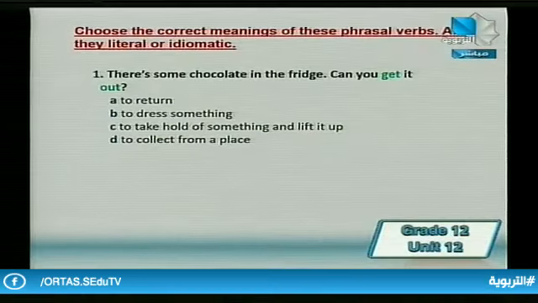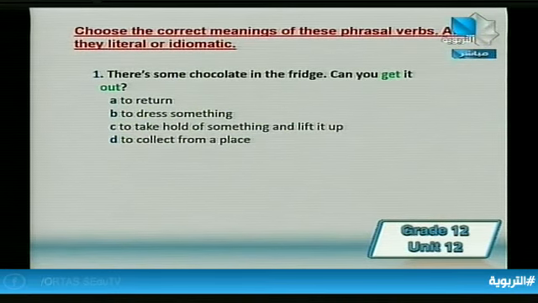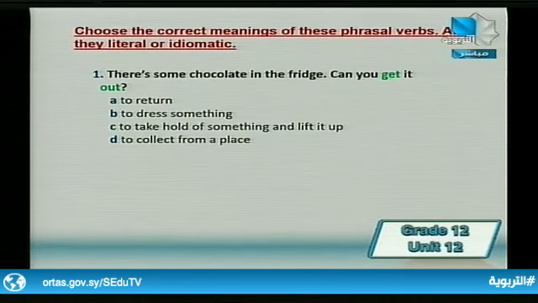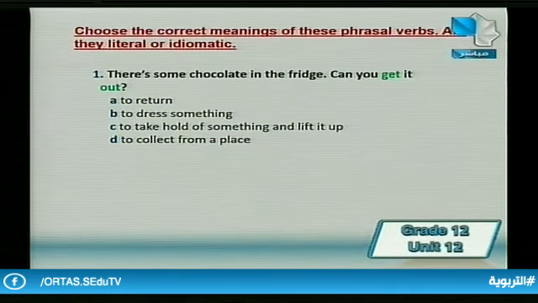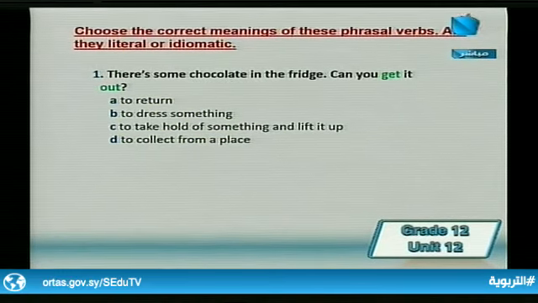Ms. Hanan: The question here says, choose the correct meanings of these phrasal verbs. Are they literal or idiomatic? The example says, there is some chocolate in the fridge. Can you get it out? Get it out here, is it to return? Is it to dress something? Is it to take hold of something and lift it up, or to collect from a place?